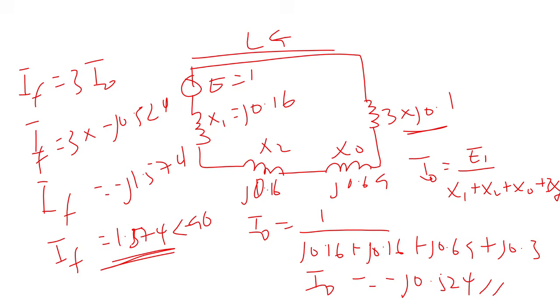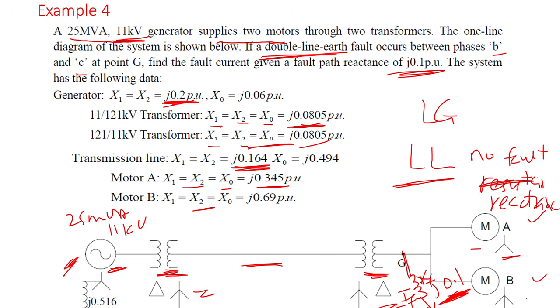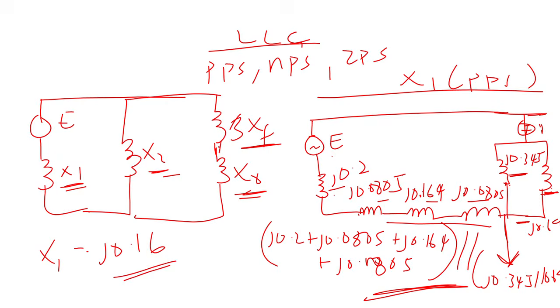Now let's try to take the same question again. And let's assume that this time it's a line to line fault, right? And actually there is no fault resistance. We are taking the same question, and this time it's not a resistance, it's a reactance, right? So we are taking the same question, just that we are saying it's a line to line fault and there's no fault reactance.